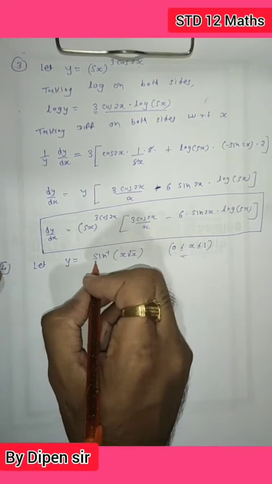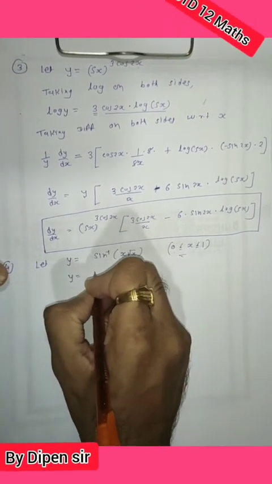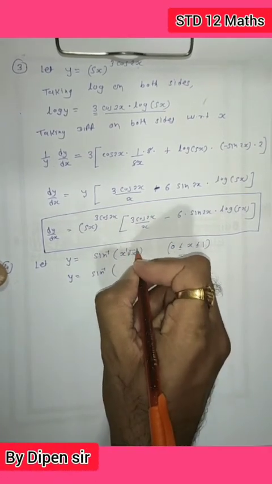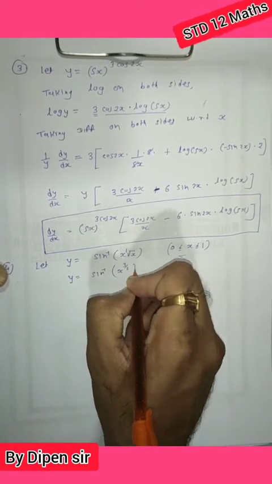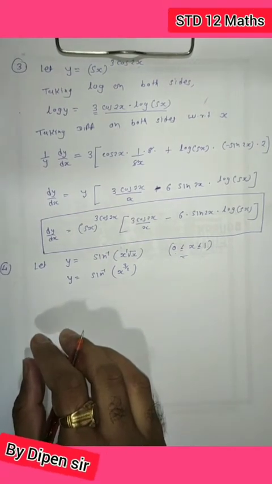Now this x into root x can be simplified as x raised to 1 into x raised to 1 by 2. So it's x raised to 1 plus 1 by 2, which is 3 by 2. So y is sin inverse of x raised to 3 by 2.